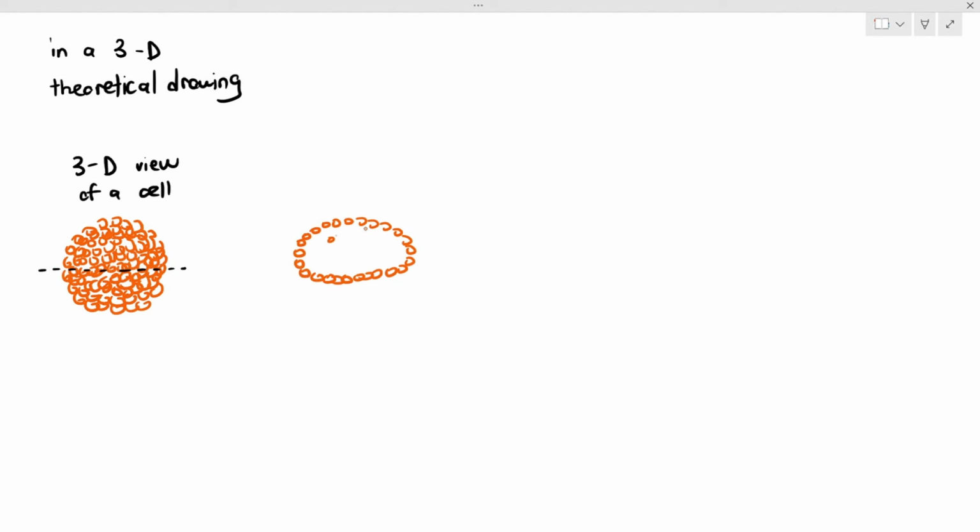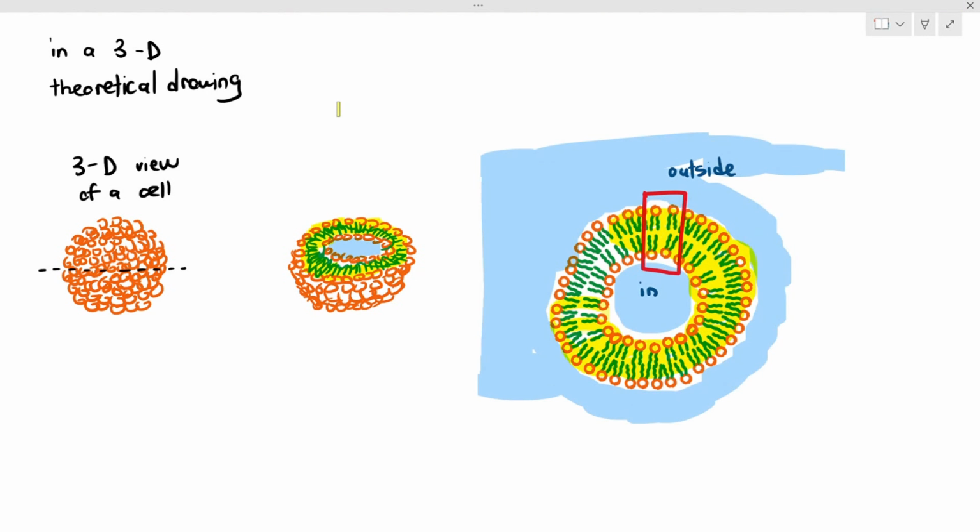But if we were to cut the cell in half, like an orange that has been cut in half, we would be able to see the skin of the cell, which is the phospholipid bilayer, and the highlighted parts where you can see these greenish lines, those are the tails. And if we were to zoom into the cross section, we would be able to see the phospholipid bilayer. This is how a membrane is actually formed.